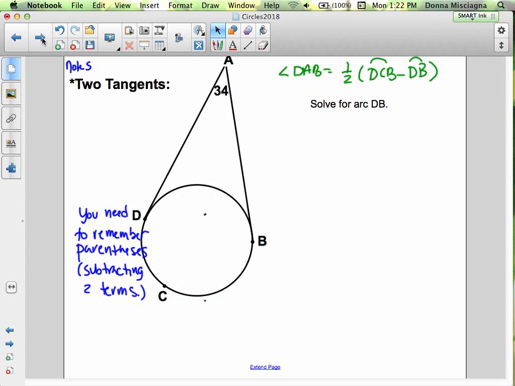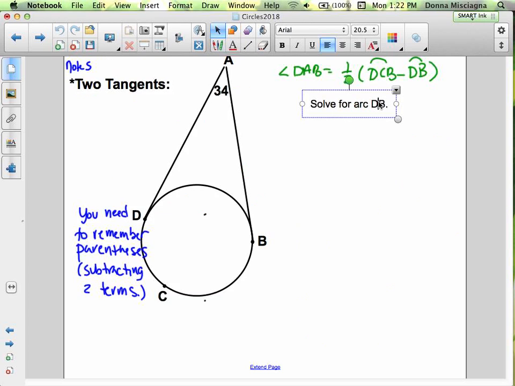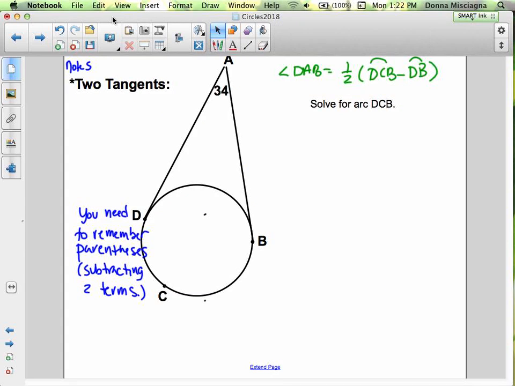We have this one, and it says notes, but I don't think this one is in your notes, so ignore where it says notes. We'll do this one, and this one is very similar. We're looking for arc DB, and actually, let's look for arc DCB. I changed my mind. All right, so one more time, looking for arc DCB.